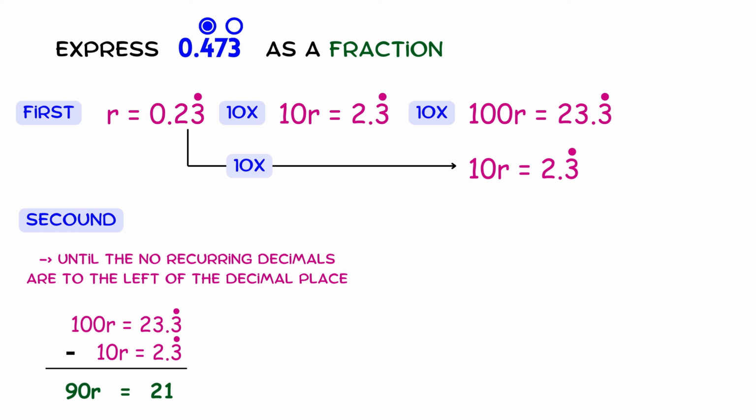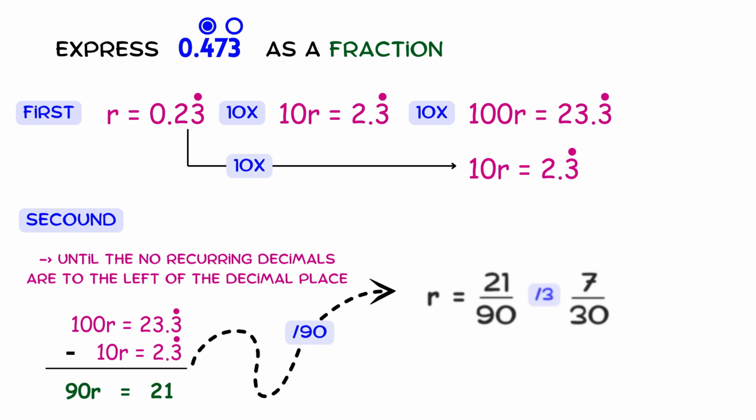Next, we subtract the smaller sum from the larger one, so 100 R equals 23.3 recurring minus 10 R equals 2.3 recurring. And for things like this where you're subtracting one entire equation from another, you just do the left side first and then the right side. So 100 R minus 10 R is 90 R, and 23.3 recurring minus 2.3 recurring is 21. Meaning that we end up with 90 R equals 21. And importantly, we've completely removed the recurring decimal part, which is the main aim.